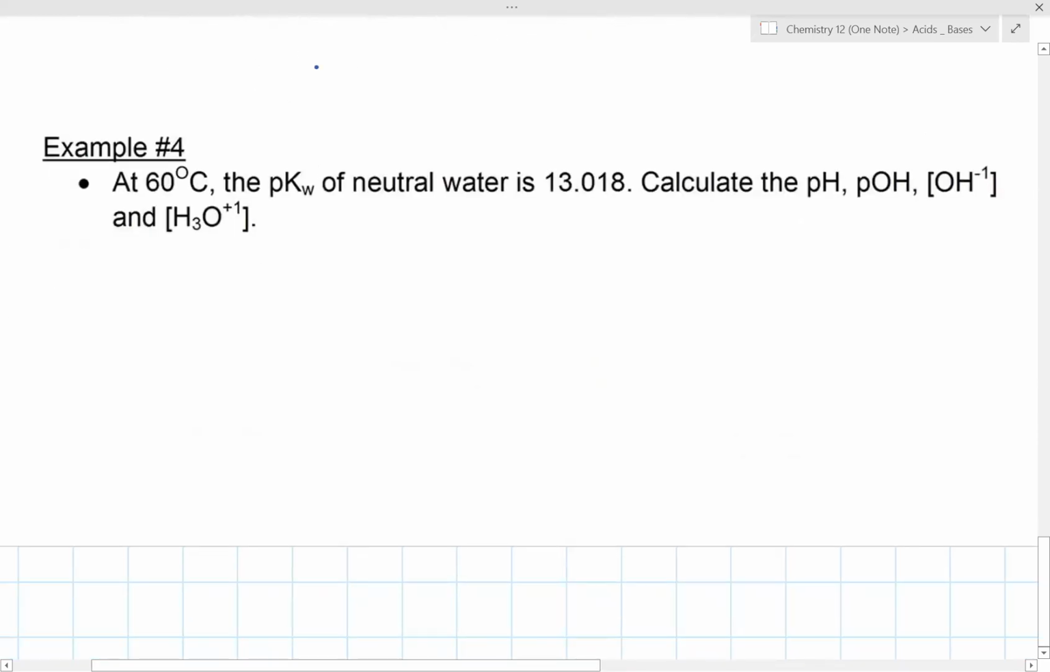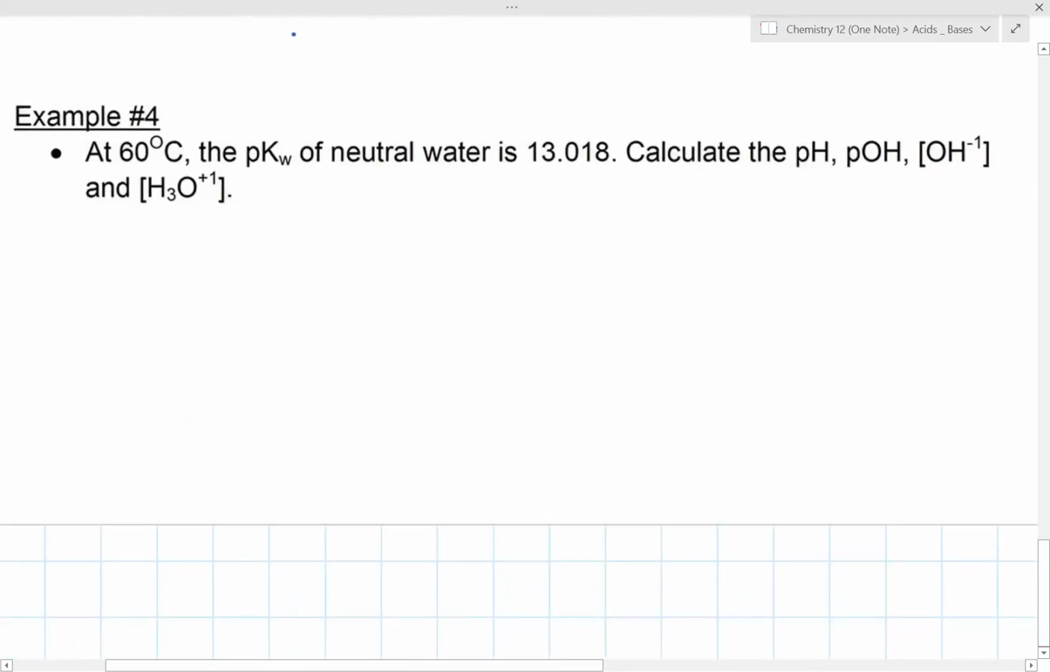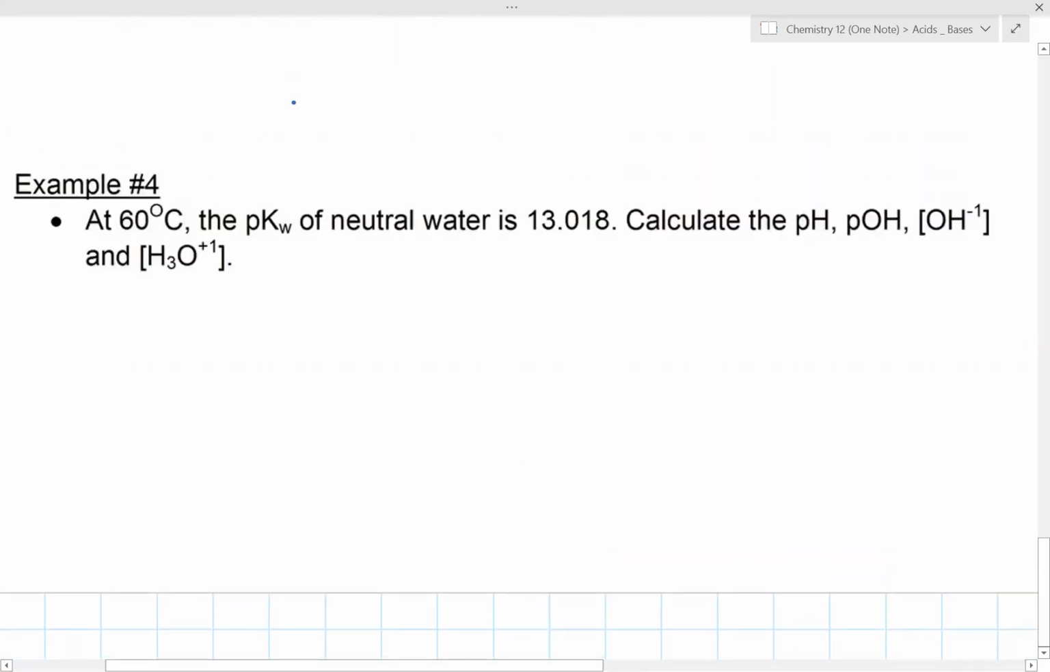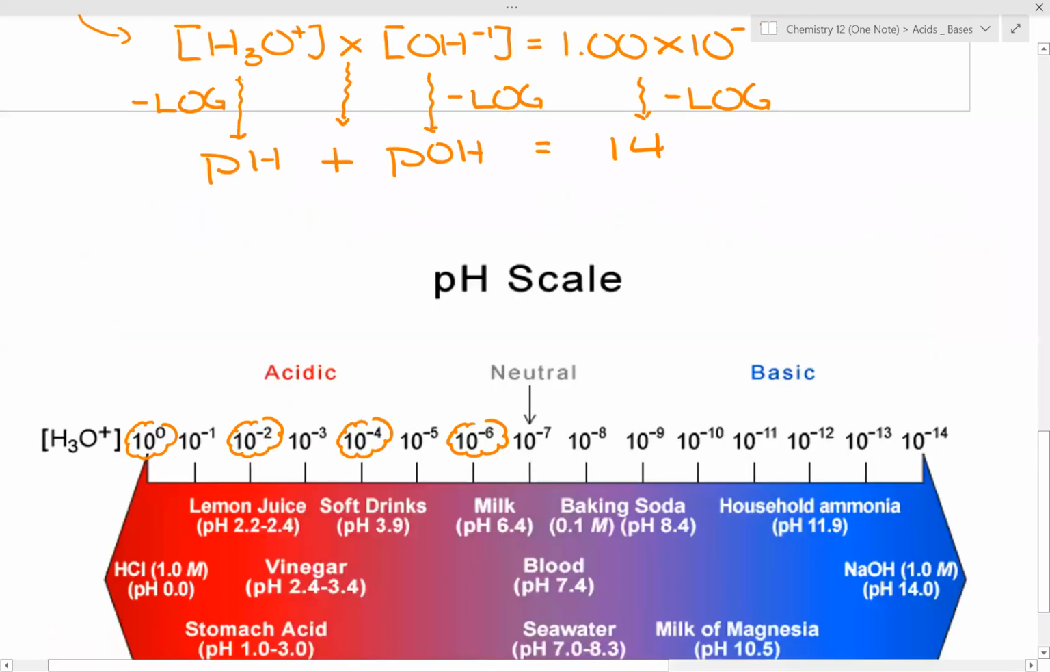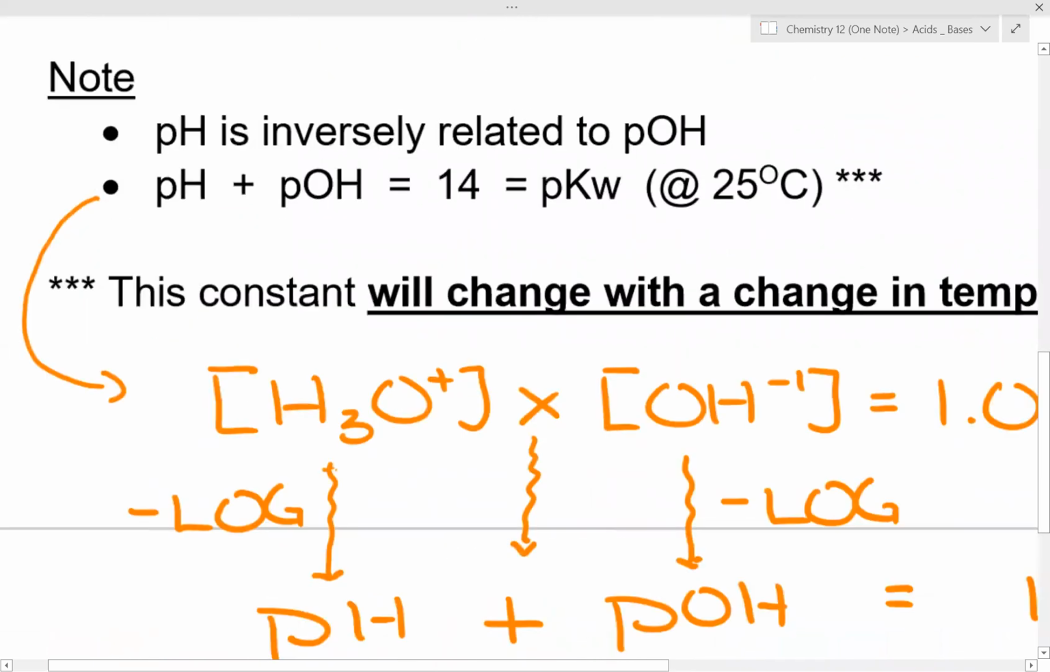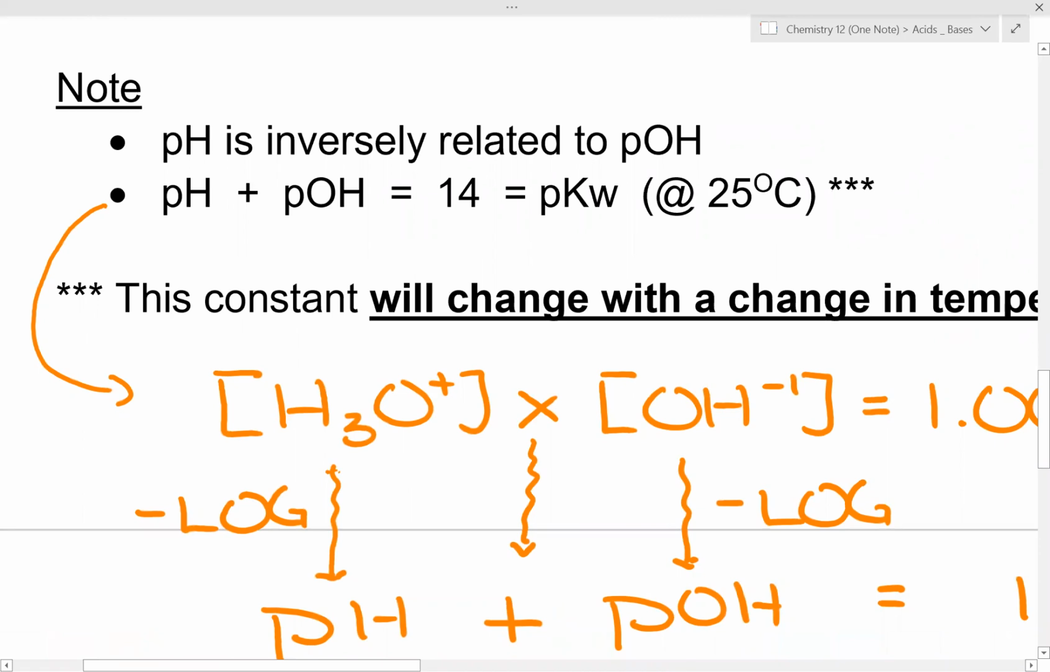Now, the last one is this. It says at 60 degrees Celsius, the pKw of neutral water is 13.018. Calculate the pH, pOH, OH⁻, and H3O⁺. Now, a couple of key things. Some of you might get tripped up by saying, Mr. Chan, I thought pKw was supposed to be equal to 14. Isn't that what you just said right here, pH plus pOH is equal to 14? But notice it is at 25 degrees Celsius.